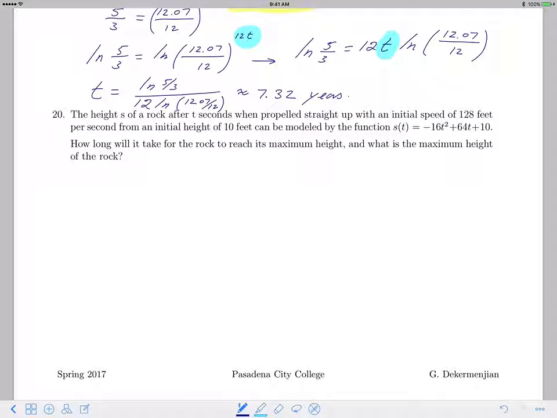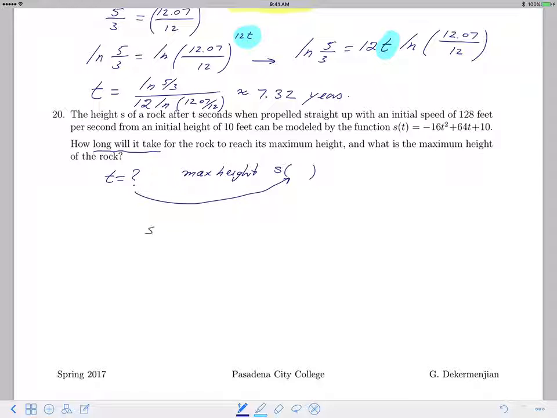Now this last question is about the height s of a rock after t seconds when it's propelled straight up with an initial speed of 128 feet per second from an initial height of 10 feet. Can be modeled by this function s of t equals a quadratic. And how long will it take for the rock to reach its maximum height? And what is the maximum height of the rock? Well, how long will it take means we're looking for t, and then the maximum height is we're looking for s at that value of t. Okay?